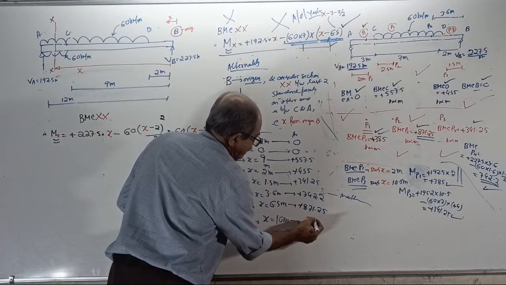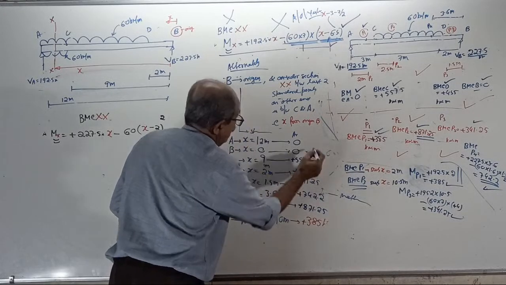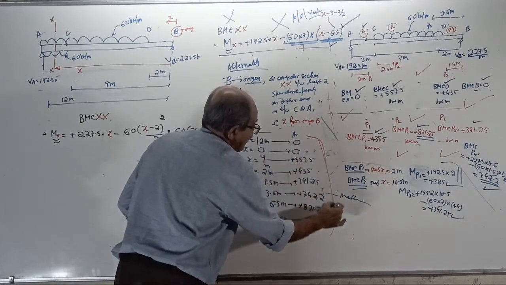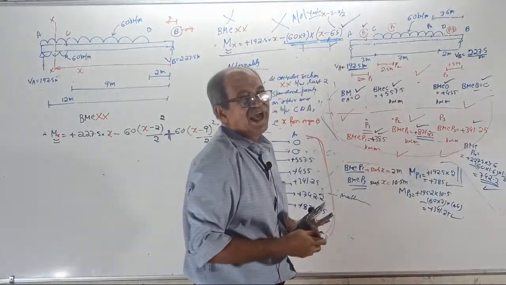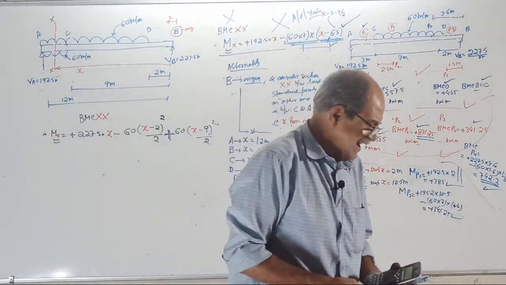Plus 385 kilonewton meter. Okay, now compare these values with what you got last time. Tell me, tallying or not tallying? Tell that much. Tallying or not tallying?